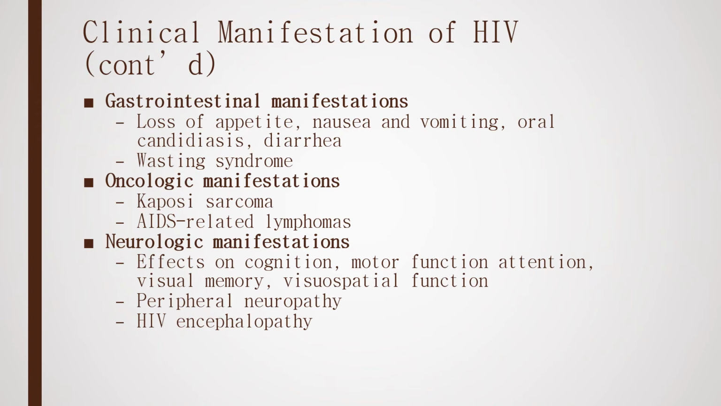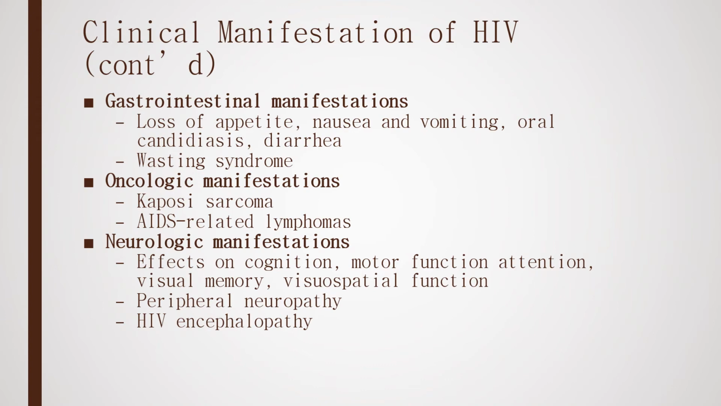HIV wasting syndrome is another manifestation that is defined as the involuntary loss of more than 10% of one's body weight while having experienced diarrhea or weakness and fever for more than 30 days. Wasting refers to the loss of muscle mass, although part of the weight loss may also be due to loss of fat.